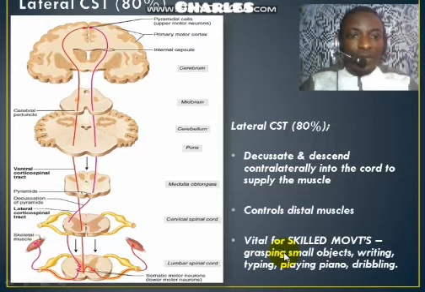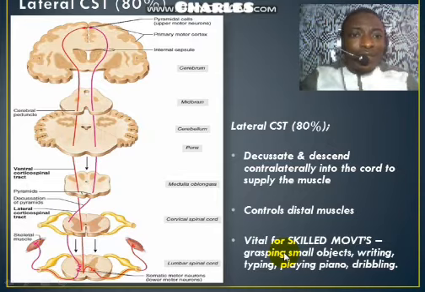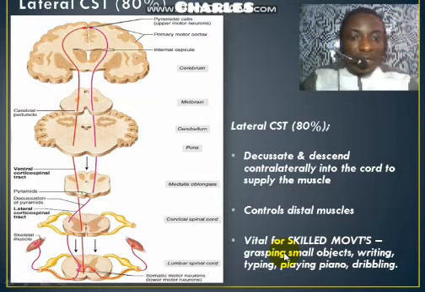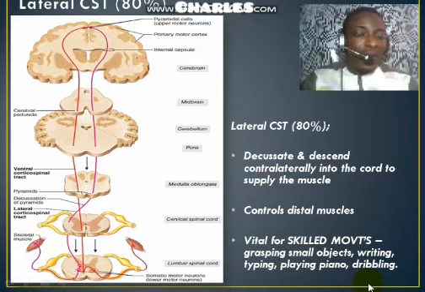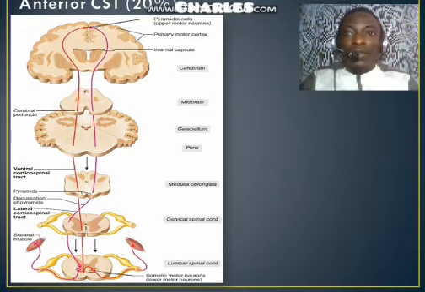Okay, going forward now. Functionally, the lateral corticospinal tract controls distal muscles. So they are very, very important for regulating skilled movements such as grasping of small objects, writing, typing, playing organ or keyboard, dribbling in a football match. I've said that before in this class.